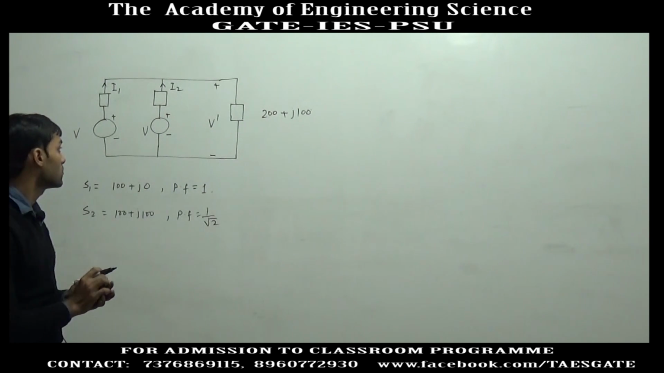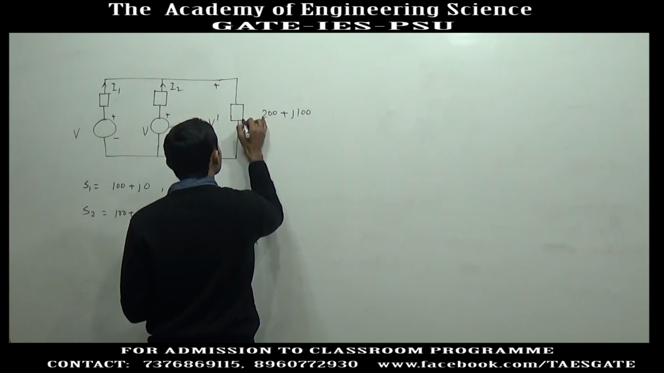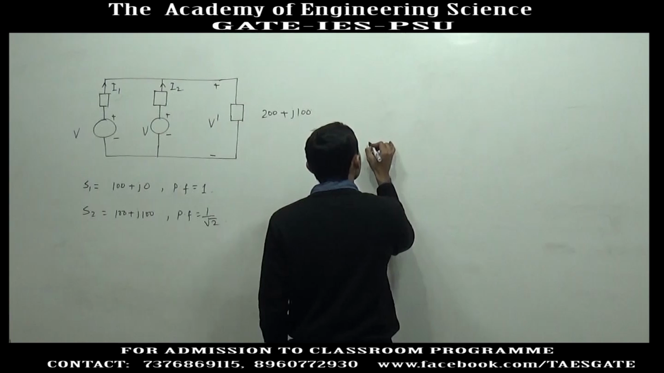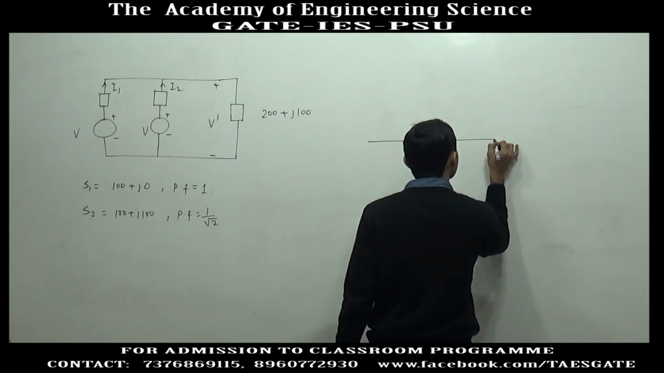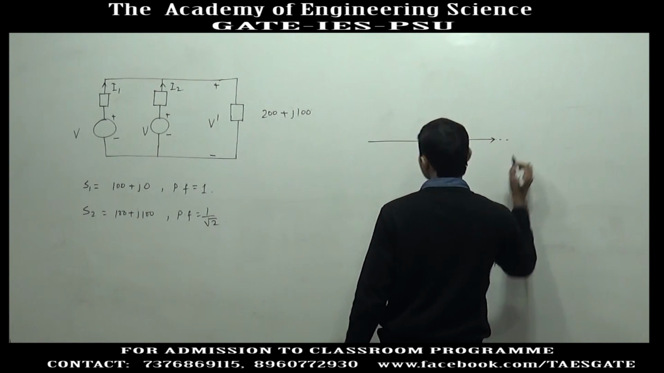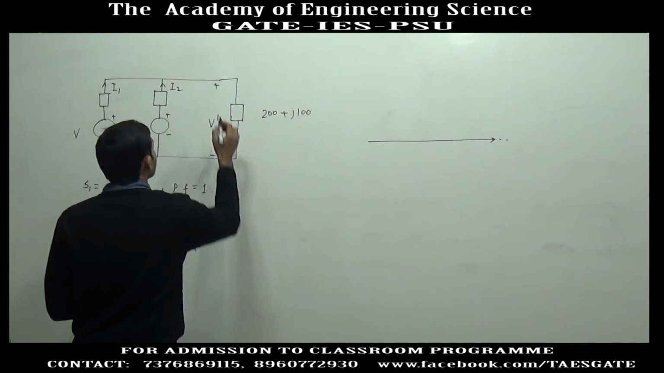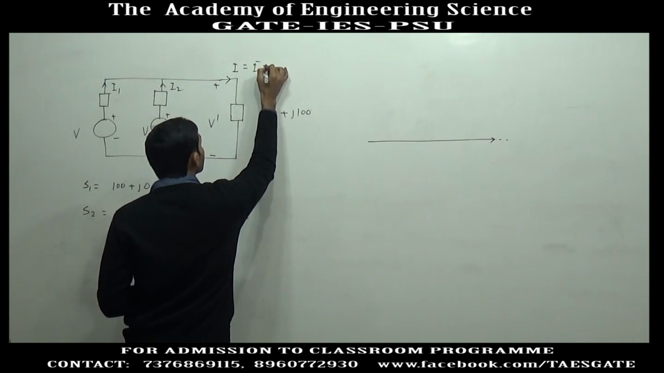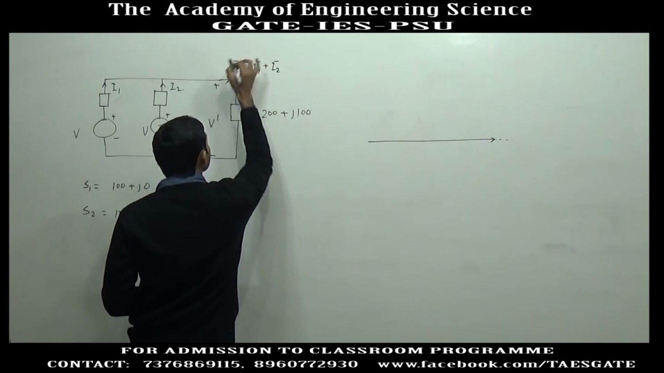Let us make the phasor diagram of this problem. I am taking V dash as the reference voltage, so I am drawing V dash as this, and this is the total current, that is the I1 vector plus the I2 vector.